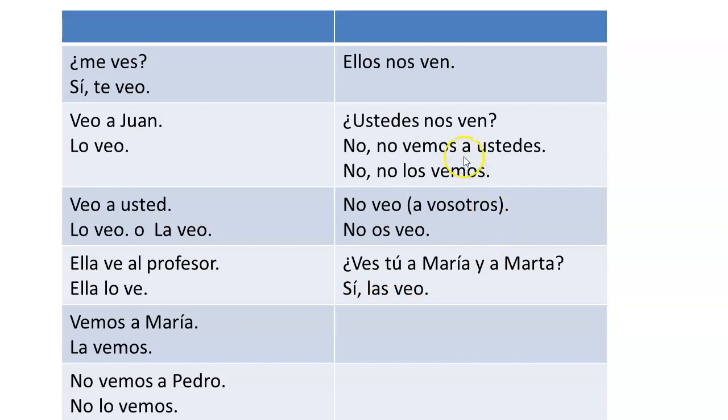If you don't understand where this a is coming from, if the direct object is a person, we have to insert the a. So I do have a separate video over that. You can go to my channel homepage and you can find it there. It's also on the playlist for Spanish 101, Beginning Spanish. You'll find it there on the playlist as well.